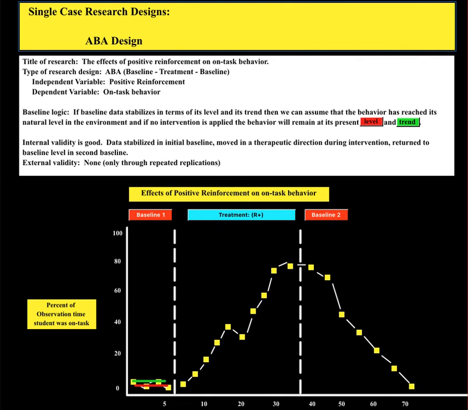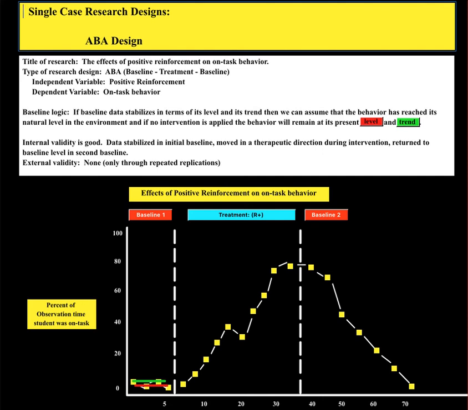Now, this ABA design has excellent internal validity. By the way, no single subject or single case experimental design has any real external validity in and of itself. We cannot generalize the results to other behaviors or settings or conditions. However, external validity in terms of single subject designs can be approached by repeated replications of the study.